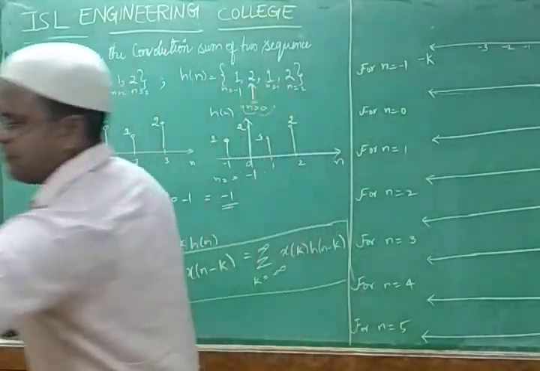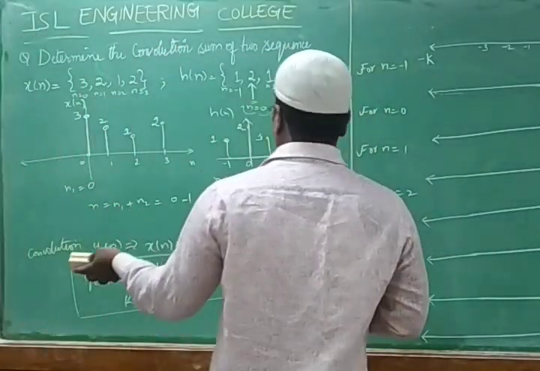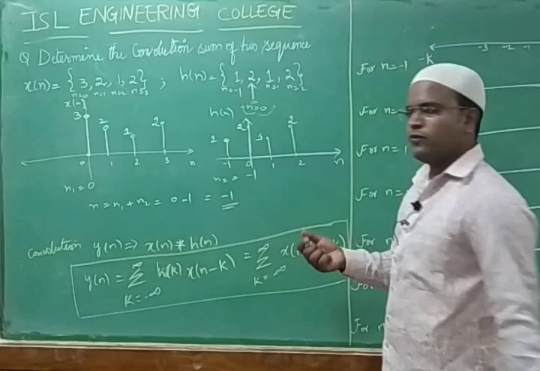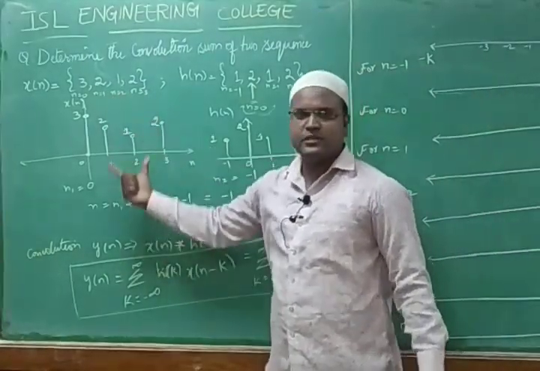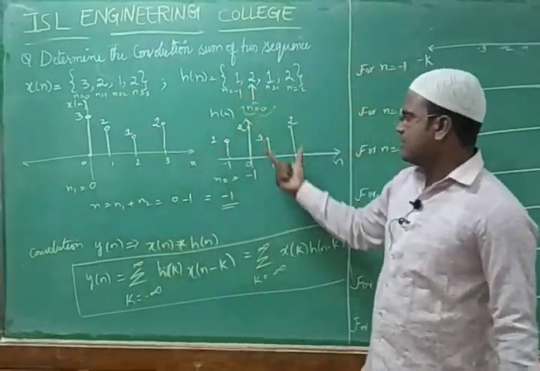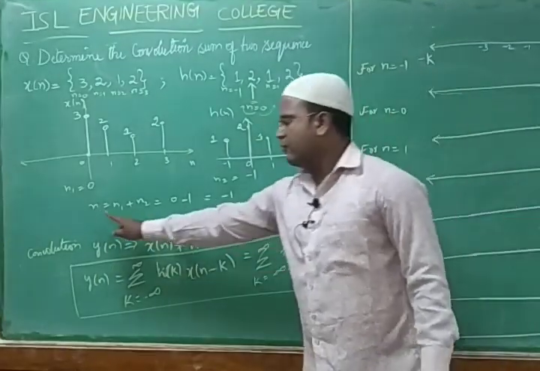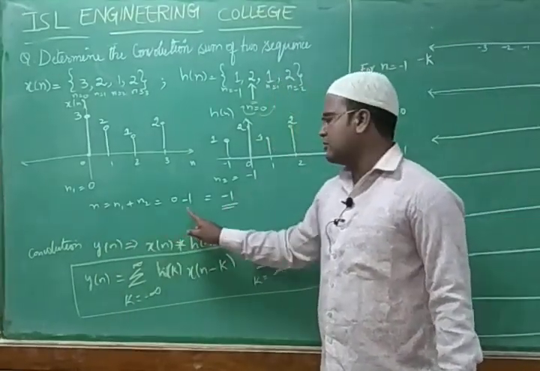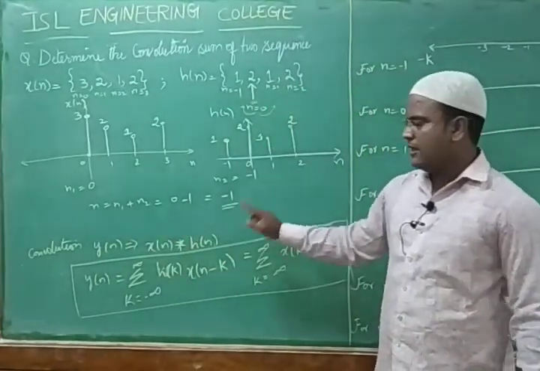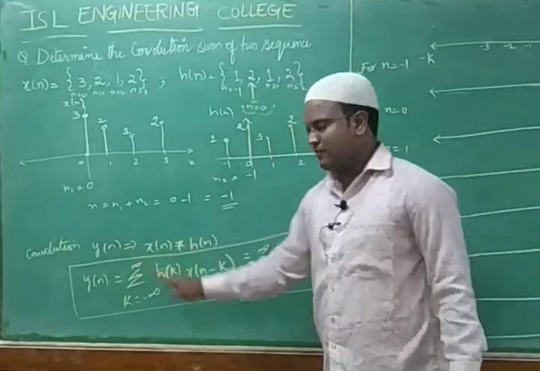So now see, after writing the k index value, what we'll get? We'll use these two sequences. First, we have taken the first sequence and drawn the graph. We took the second sequence and drew the graph. Then we want to write the n value. So n1 plus n2 is equal to 0 minus 1, it is -1. Then for the convolution, we apply the formula, we wrote it.